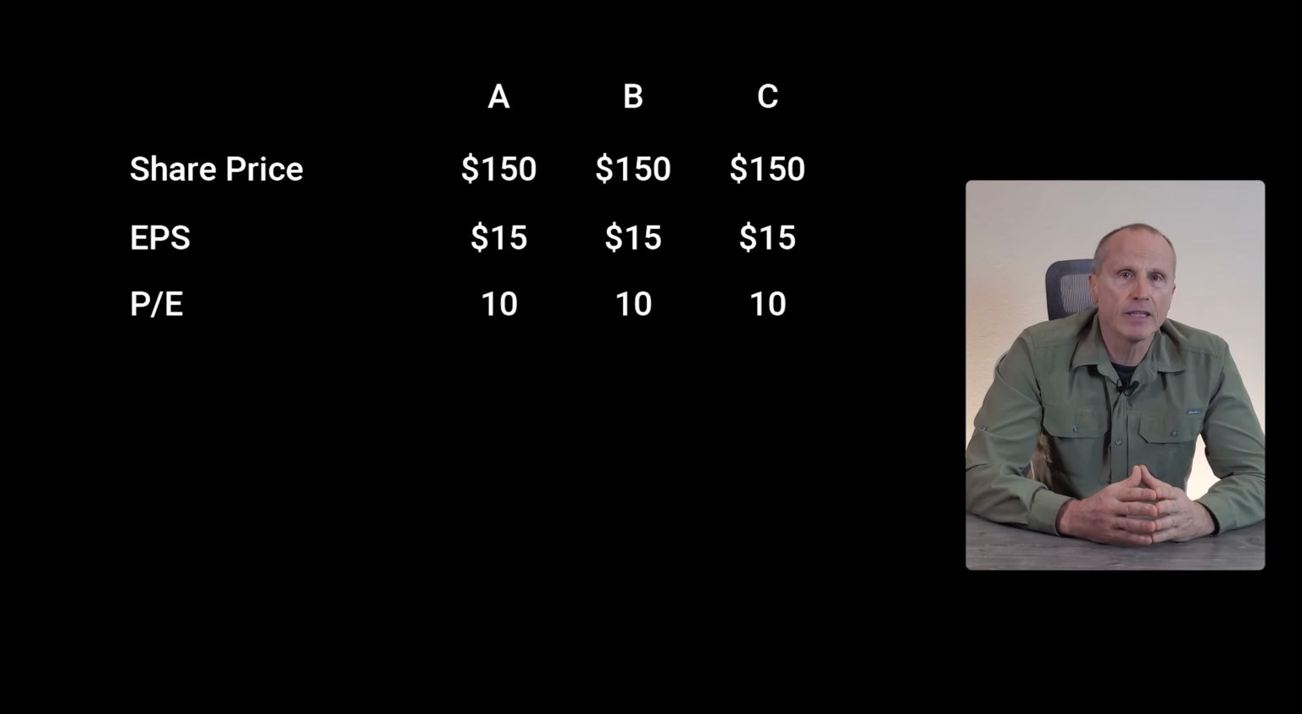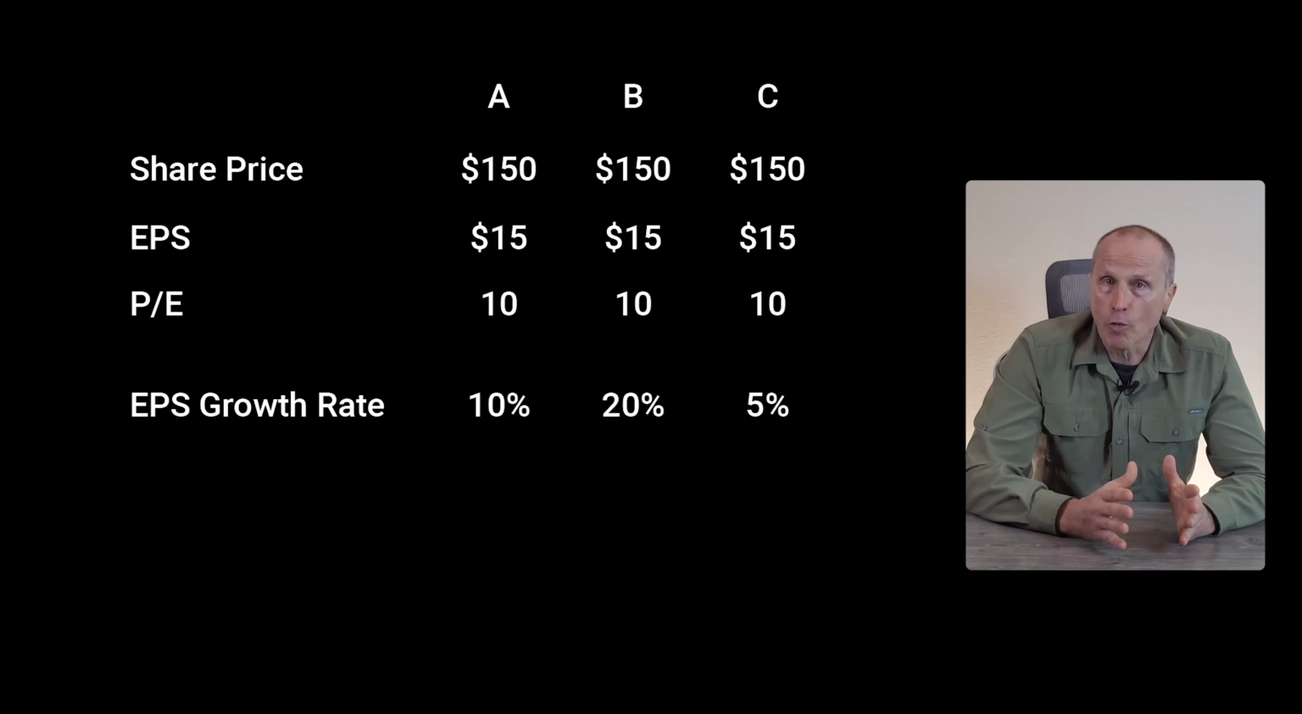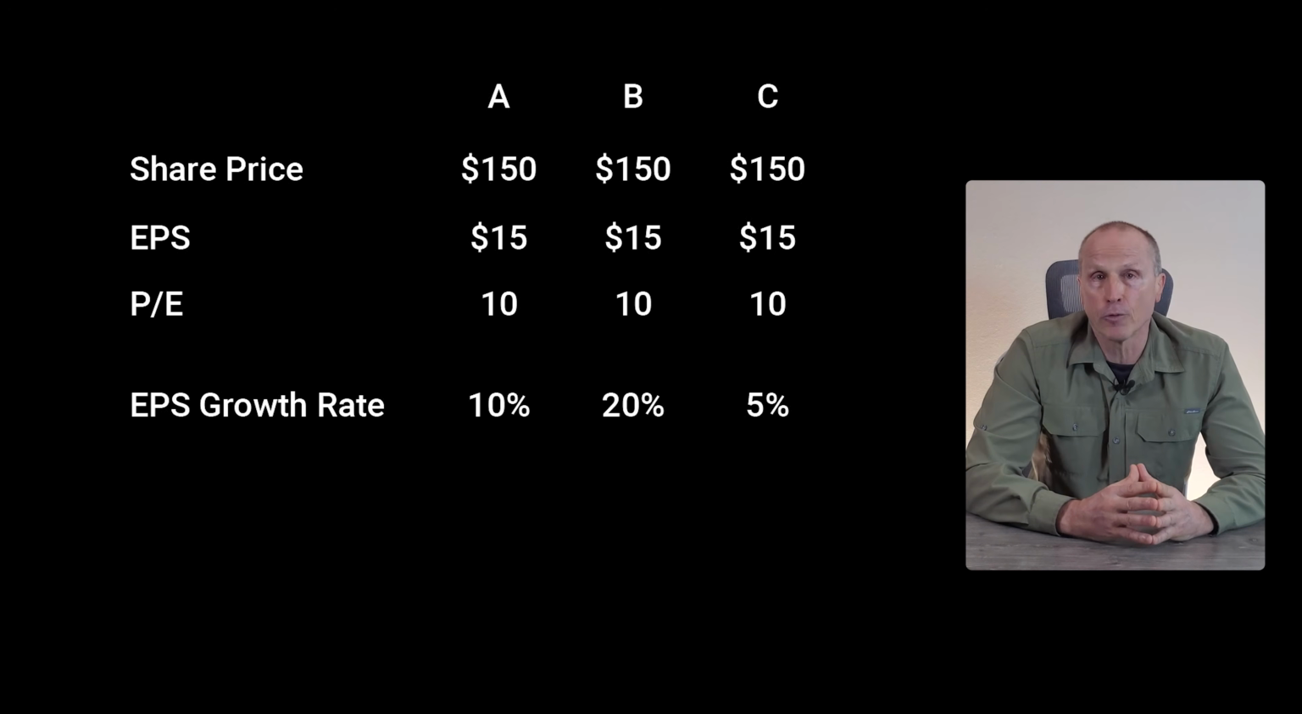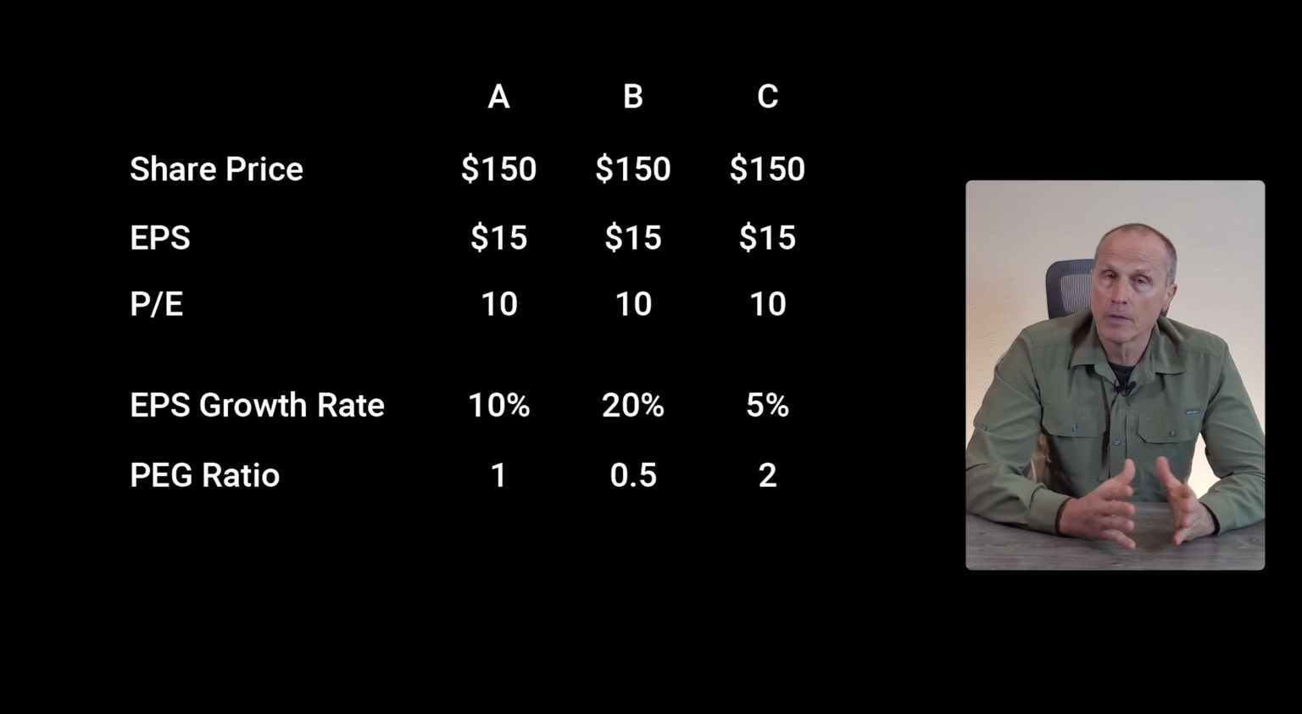Now, let's factor in the expected EPS growth rate for each company. If Company A's expected growth rate is 10%, Company B's growth rate is 20%, and Company C's growth rate is 5%, we can calculate their PEG ratio by dividing the PE ratio by the growth rate. Company A has a PEG ratio of 1, Company B has a PEG ratio of 0.5, and Company C has a PEG ratio of 2.